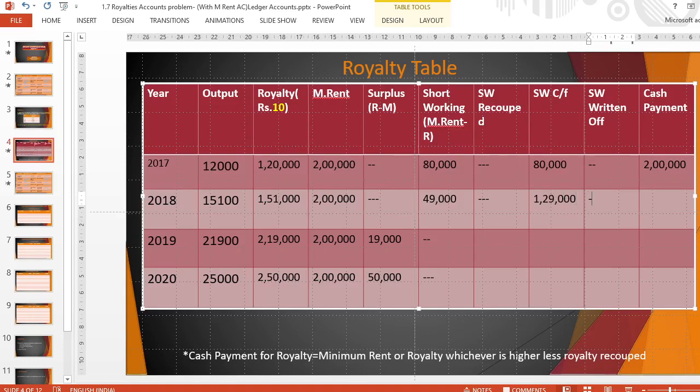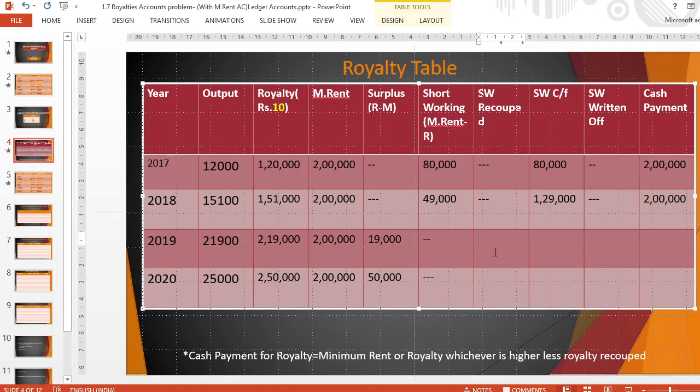As far as write off, no amount. The entire amount is carried forward, so there is no amount to write off. Then final payment to the lessor. Royalty or minimum rent, whichever is higher, the higher amount is 2 lakh minus recoupment 0. So here 2 lakh rupees the lessee has to pay.